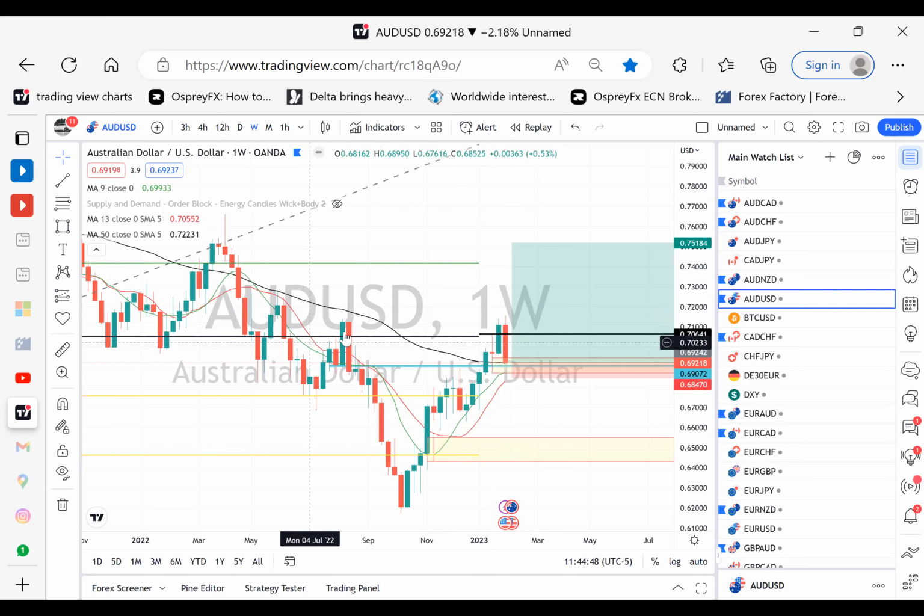If you listen to his videos, Pips of Persia, he will explain the accumulation at old order blocks, right? In order to break this order block, price needs to accumulate first. Then you're going to get a burst through it. But I fully anticipate price going to the upside.